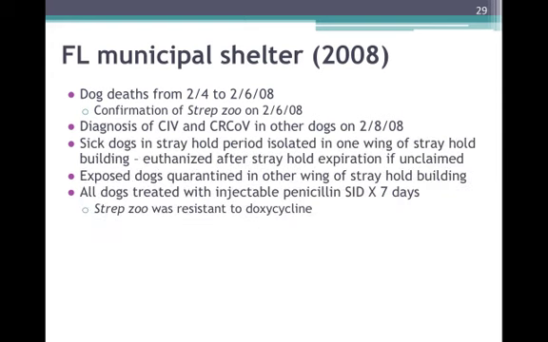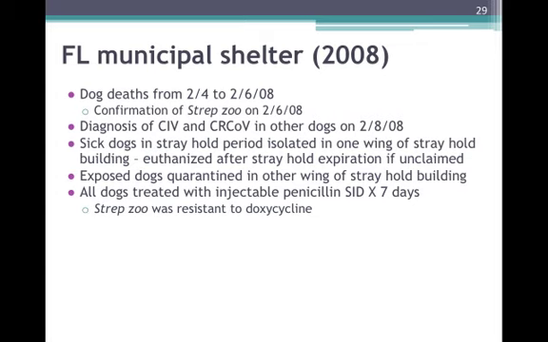So to follow the principles of management, the sick dogs that were still in their stray hold period were isolated in one wing of the stray hold kennel. And if they were still sick and getting progressively worse as their stray hold expired, they were euthanized. The exposed dogs were quarantined in another wing of the stray hold building. So now you have all the sick and exposed dogs in some portion of the stray hold building.